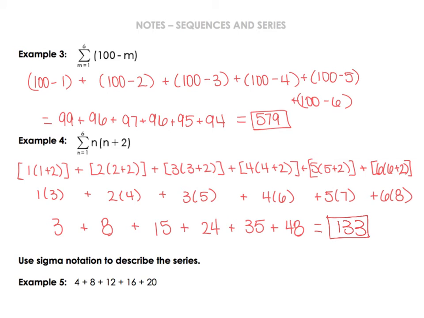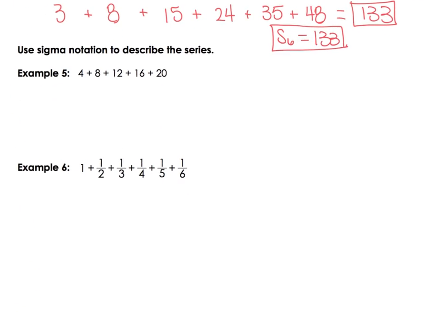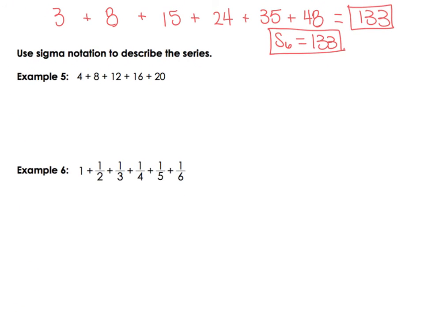You can always use the notation S sub 6 since we found our sum of our first 6 terms, and that equals 133. You can do the same thing up here as well. For example 3, you can rewrite this as S sub 6 equals 579. So let's look down at these next 2 examples. It's now the opposite. They're telling you that there's a series here. These are numbers that have already been added together. And we need to find the sigma notation for this.